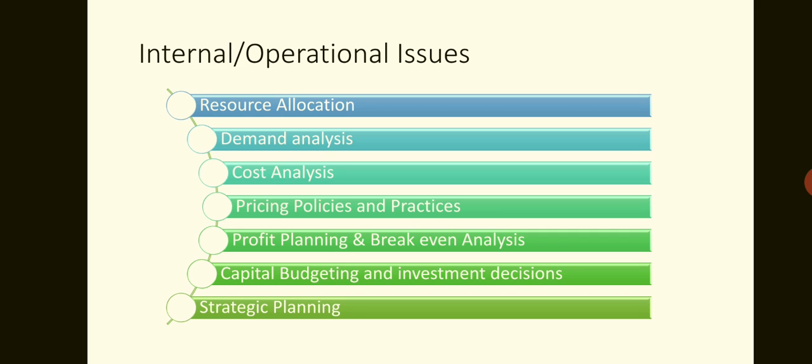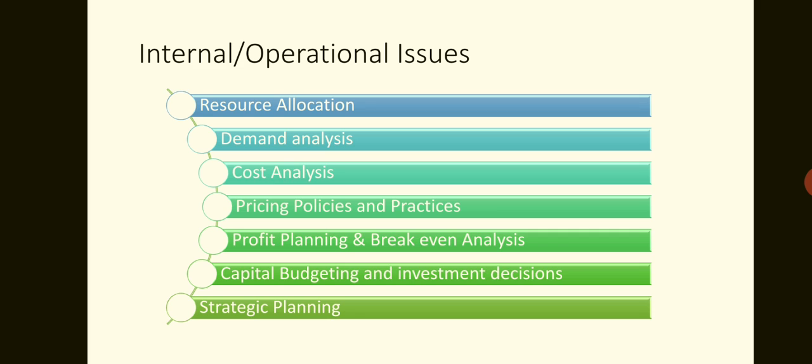Internal or operational issues are for resource allocation, how to allocate our resources into various activities like production, marketing, human resource. How much money we will need, that is in financing decision. Then how much manpower we will need, that is in human resource decision. Then how much we are targeting the sales, that is marketing decision. And how much we will produce and what will be the demand.